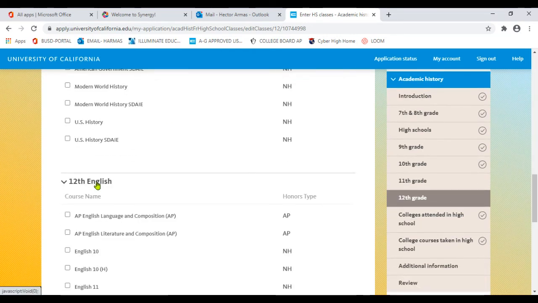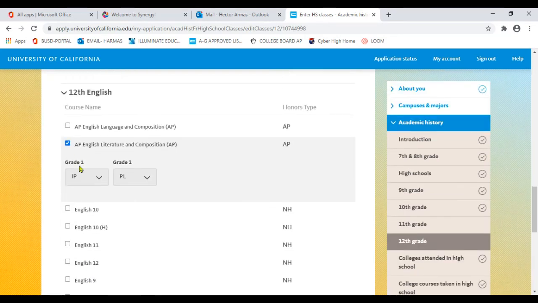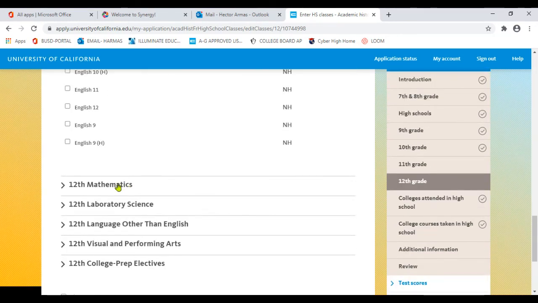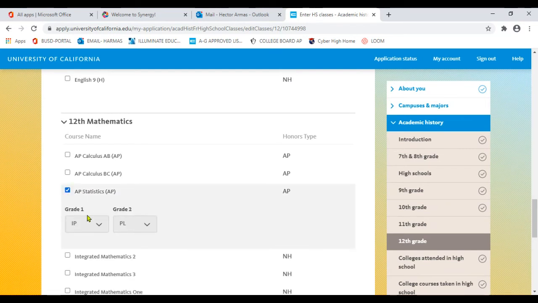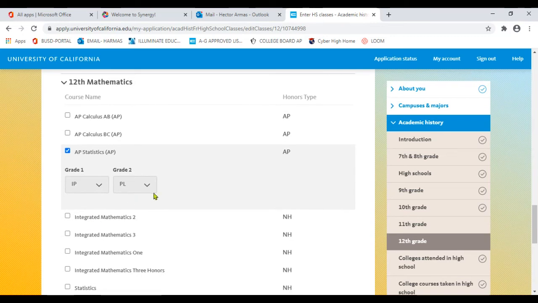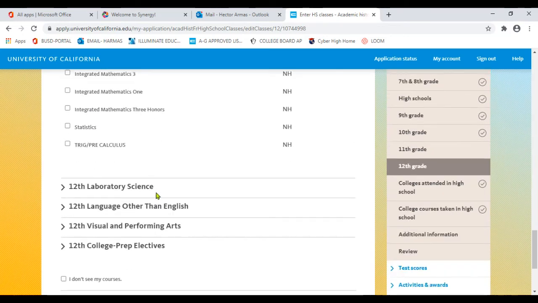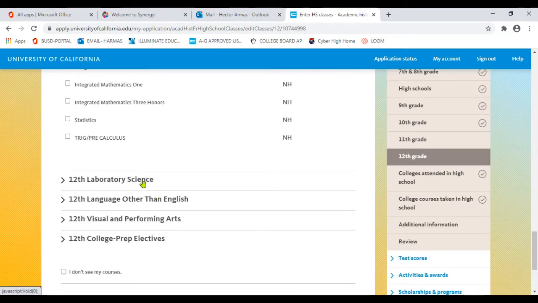I'm taking English. I believe it's English literature. So if you notice, it says in progress for first semester, and I plan to take this class second semester, and that is absolutely correct. So I'm going to leave that alone. Okay, math. Okay, for mathematics, I'm taking AP statistics. I'm currently enrolled in it. It's in progress, and then I plan to take it second semester. Okay, lab science. I'm not taking a lab science. I'm not taking a foreign language.